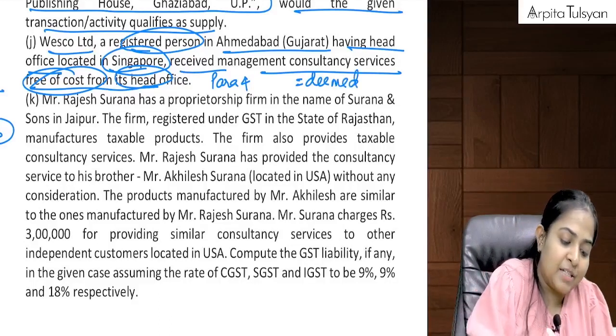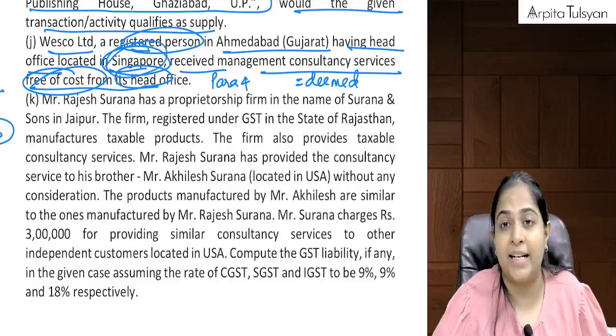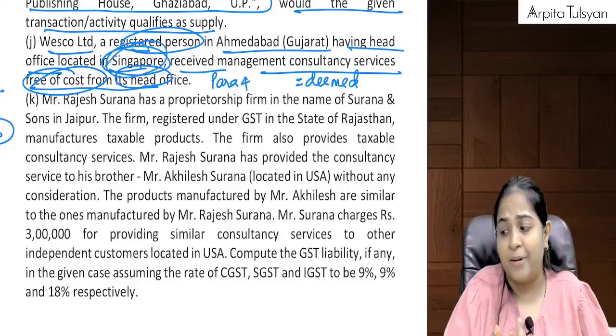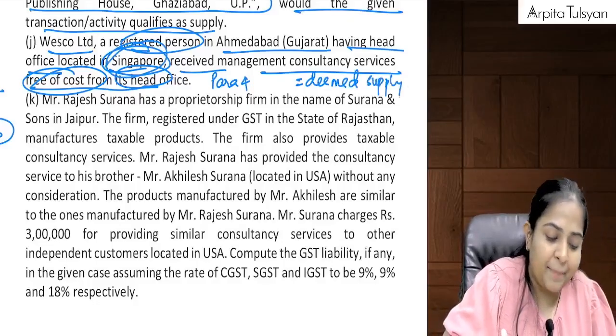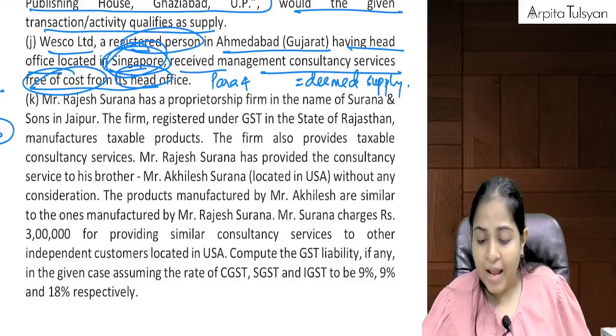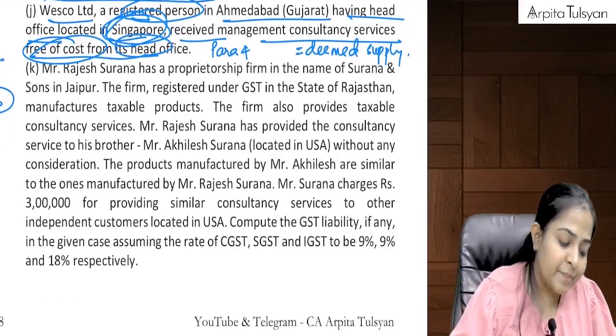So can we say I have received it from my head office located in Singapore, which is nothing but my other establishment outside India. So this will be considered as deemed supply as per para number 4. Are you able to understand all these things? Yes.